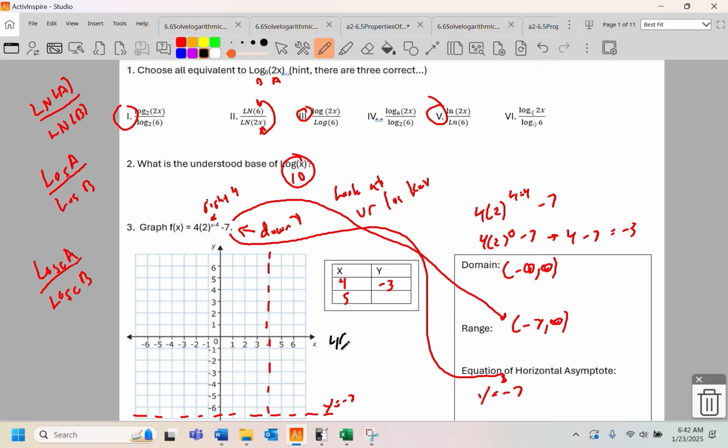So where was I? 4 times 2 to the 5 minus 4, and then take away 7. It's 4 times 2 to the first minus 7. 2 to the first is 2. 4 times 2 is 8. 8 minus 7 is 1. So I got 4, -3, and then I've got 5, 1. So I'm just going to come in really close to that asymptote and rise through those 2 points. And there is my graph. It's easy peasy lemon squeezy.